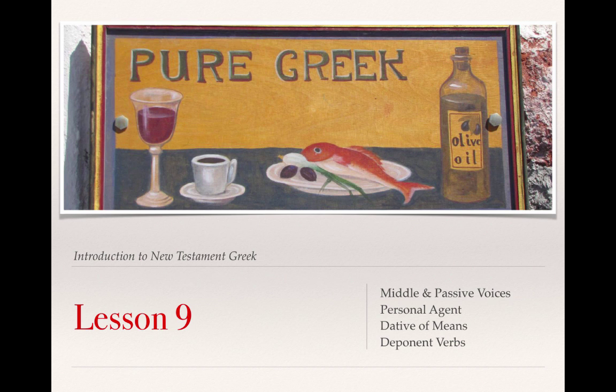All right, so that is the end of our lecture on lesson 9. We will continue to see more verb forms and their different voices as we move on, but hopefully this has provided a good overview of the middle and passive voices, the use of the personal agent and dative of means to indicate the person doing the action in the passive voice, and then an introduction to deponent verbs. Thank you.